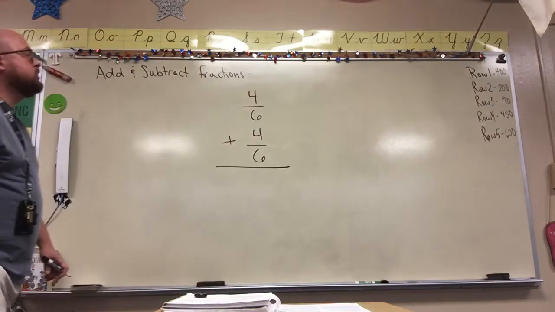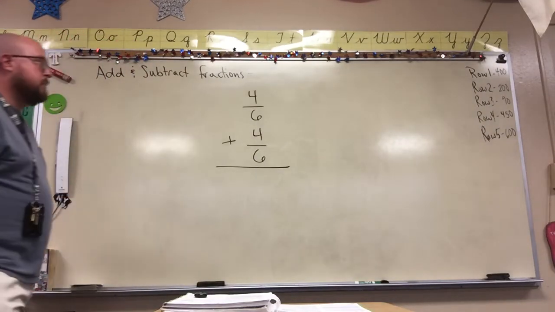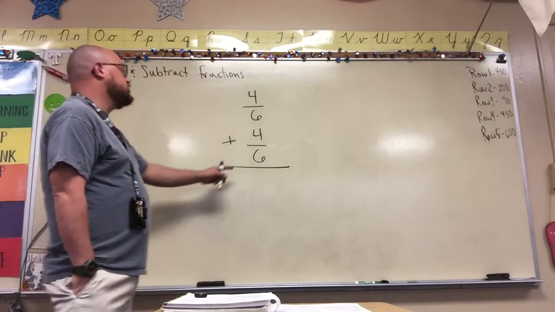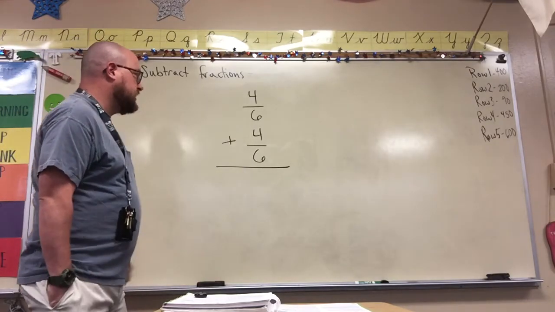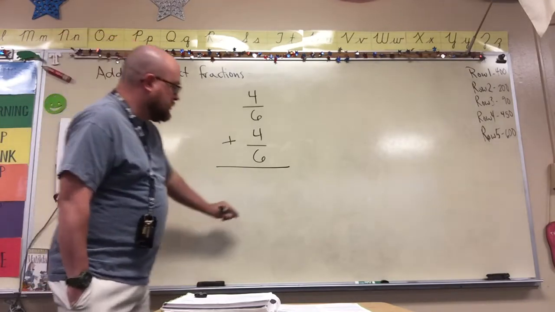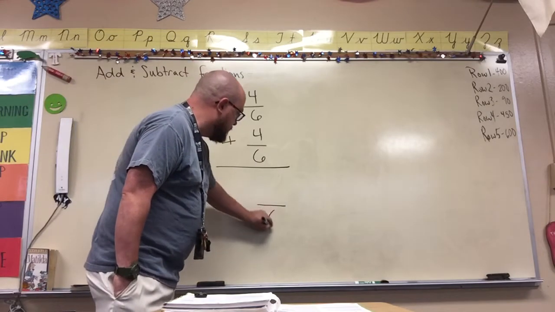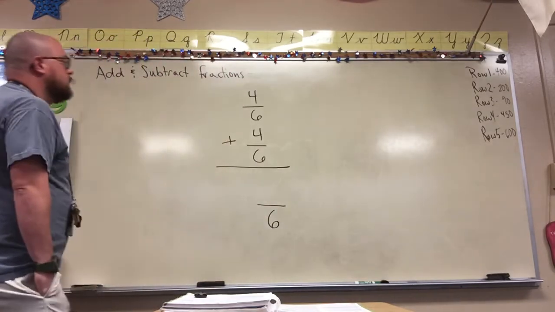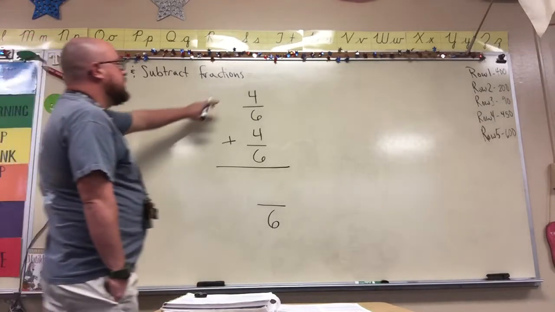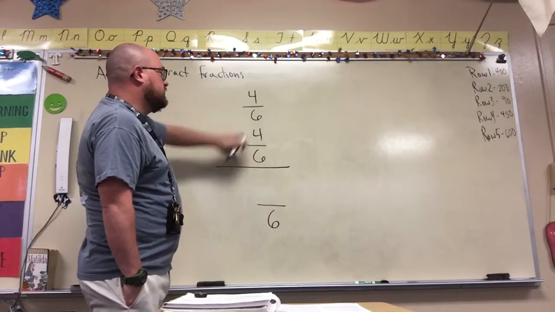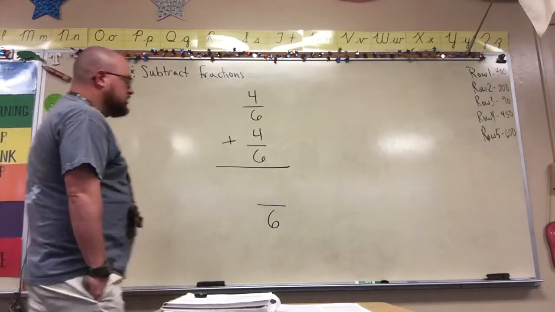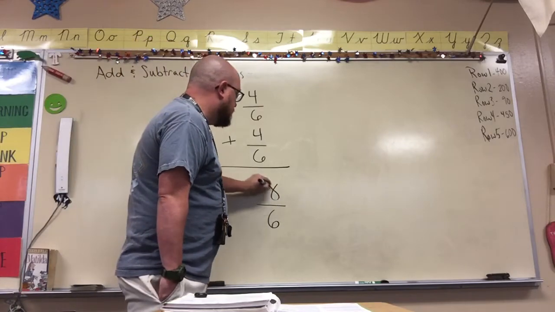This next example, you're going to have another scenario you might run into when you're adding these. First off, we look at our denominators. I see a 6 and I see another 6. So we know that our answer is going to be something over 6. And I'm going to look at my numerator and I'm going to see 4 and a 4. So if I take 4 plus 4, I'm going to end up with 8.